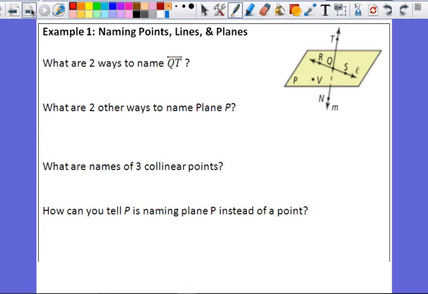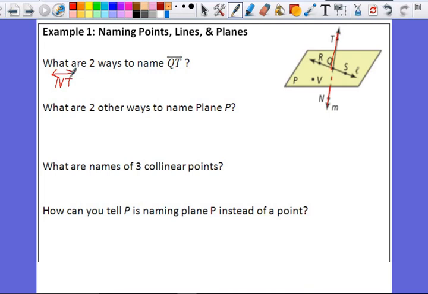What are 2 ways to name QT? Well, QT is this line right here. And again, you'll notice that it has that dotted line there. So it's represent that it goes through the plane. So to name QT, we can name it 2 ways. We can pick any 2 letters that we want that are on that line. We can't use QT because it's already been used. So I'm going to use NT. So we're going to say line NT and put our symbol over top.